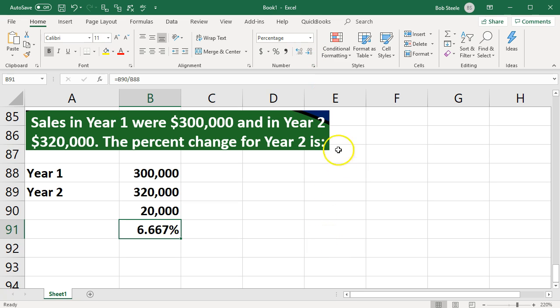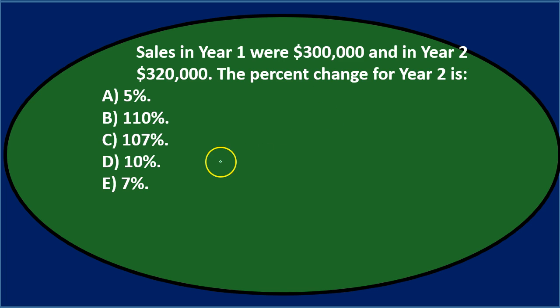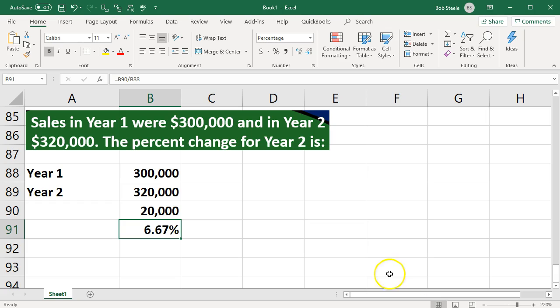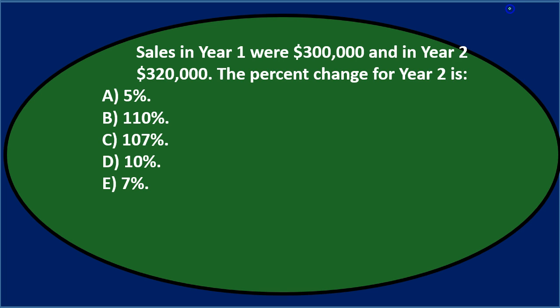So 6.66 or 6.67 if we take it 2 decimals out. So we're looking for, notice the answer has no decimals here. So if we have no decimals, then we're just looking for the 7%, rounded up to the 7%. So it looks like D or E is going to be our answer.